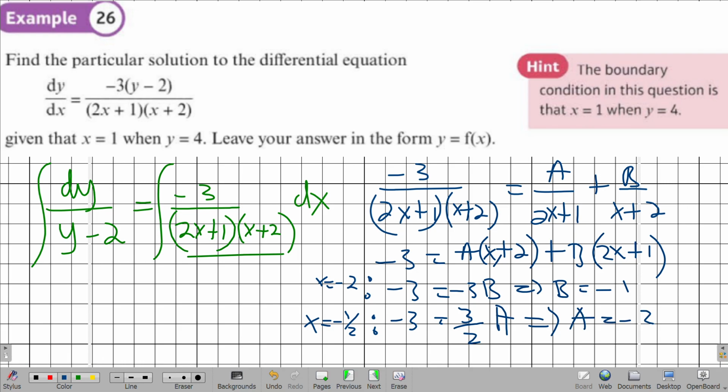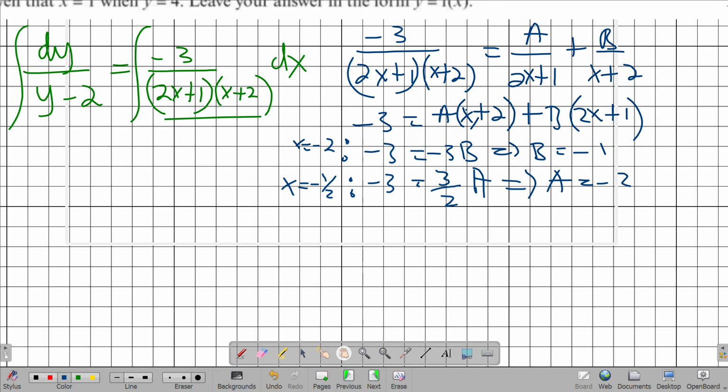So in a way, we have a simplified solution of this function, which is identically equal to a being minus 2, so we've got 2x plus 1, and b being equal to minus 1.